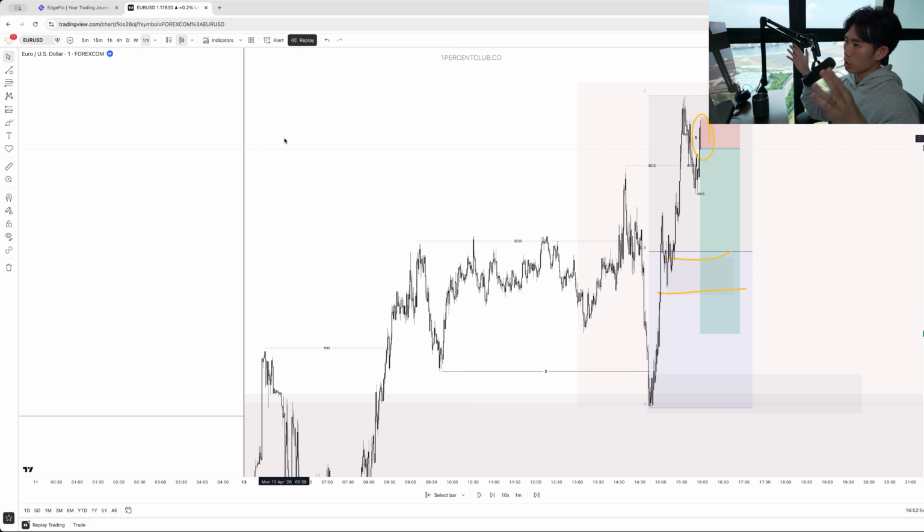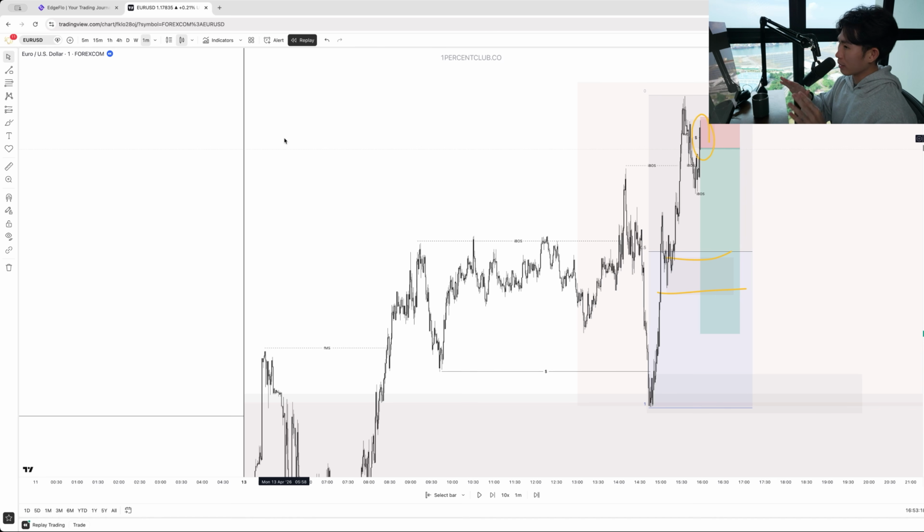Majority of the time, you just want to manage your expectation and place your take profit on the time frame that you enter the trade on. So if you're entering the trade on the 1-minute time frame, you place your take profit based on the 1-minute time frame structure. If you're entering the trade on the 5-minute time frame, you place your take profit based on the next 5-minute structural high or low or the next 5-minute supply and demand zone.